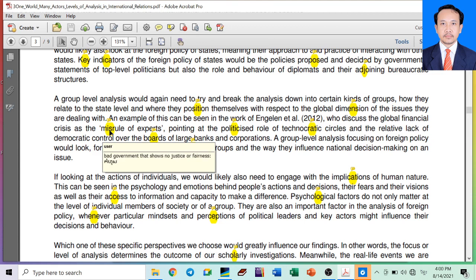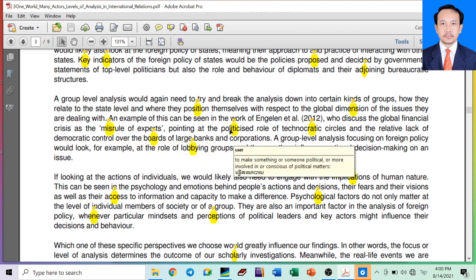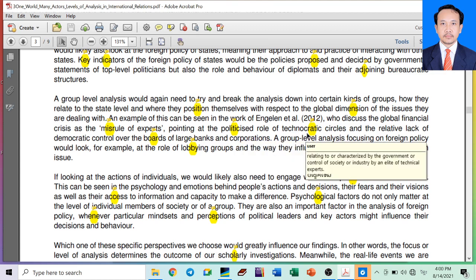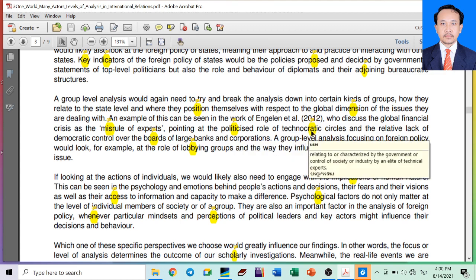Misrule: bad government that shows no justice or fairness. Politicize: to make something or someone political or more involved in or conscious of political matters. Technocratic: relating to or characterized by the government or control of society or industry by an elite of technical experts.